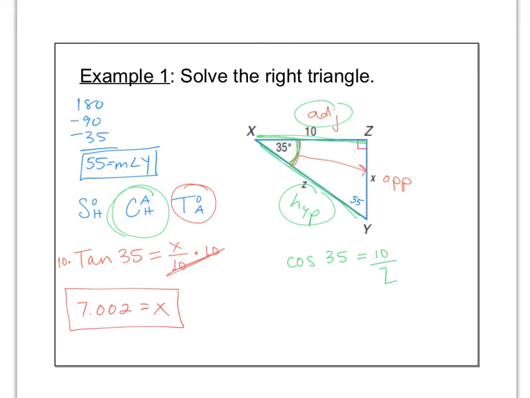Now to solve for this one, it's a little trickier because z is on the bottom of the fraction, not the 10. So I usually start by multiplying by z, getting that off the bottom of the fraction. And then over here I have z times cosine 35. So next I'm going to have to divide by cosine 35 to get z by itself. Whatever I do on one side of the equation, I'm going to do on the other. These cancel. So I wind up with z equals 10 divided by cosine 35, and that I can type into my calculator. And when I do, I get 12.208.